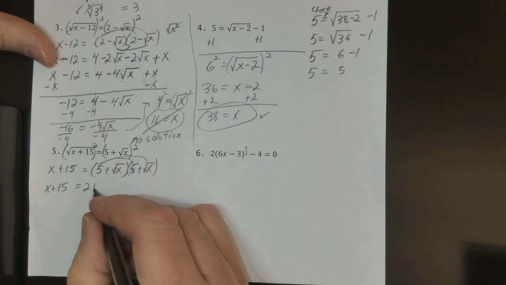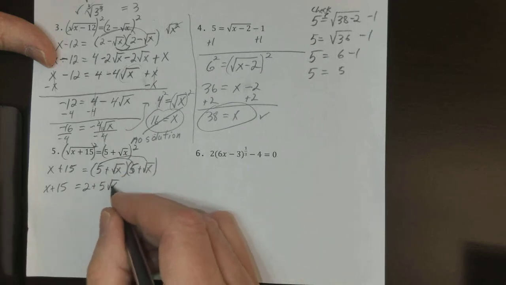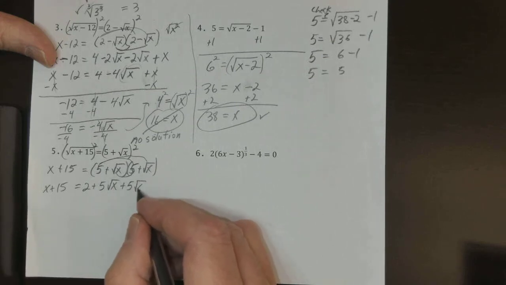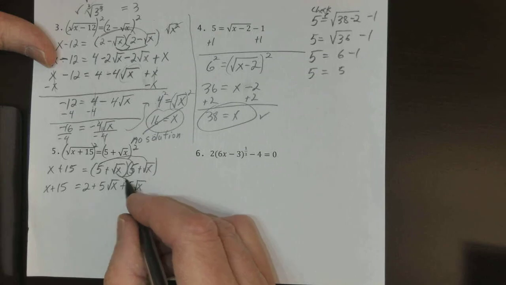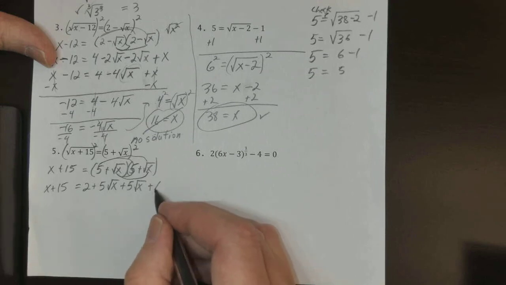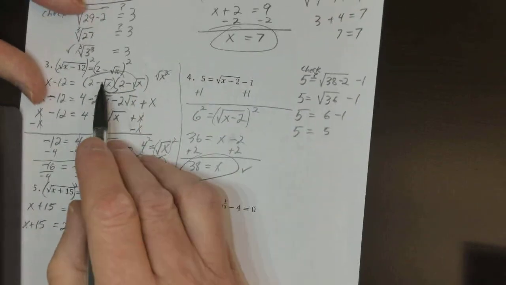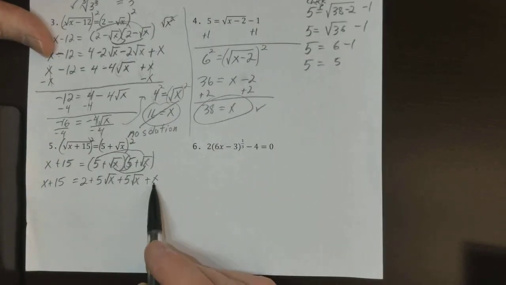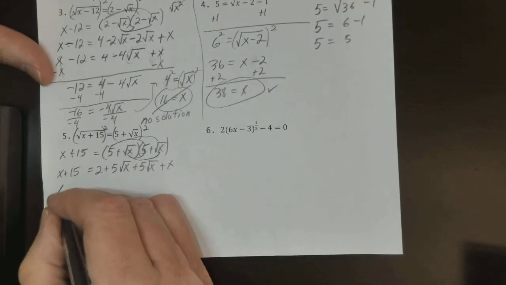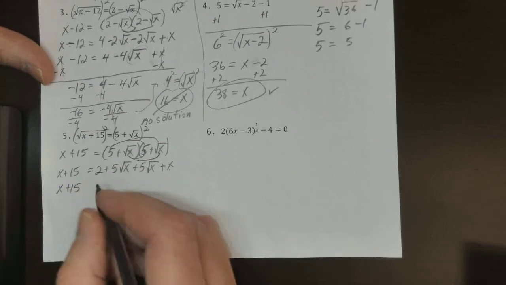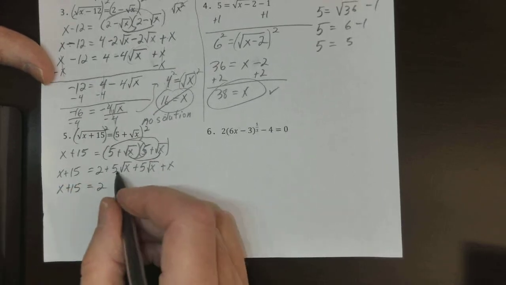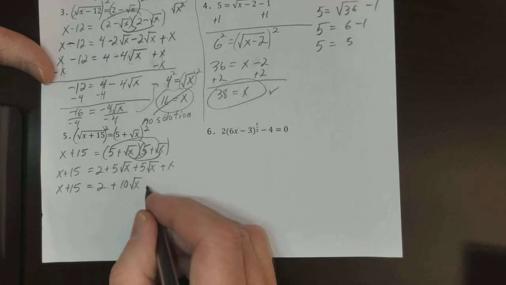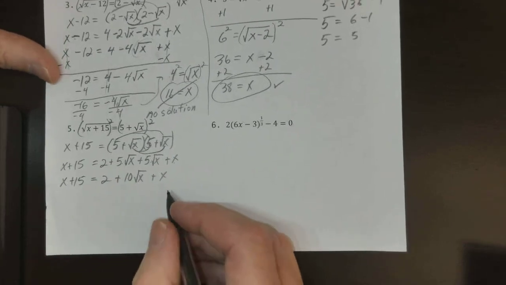Outside, 5 times radical x is 5 radical x. Inside, 5 times radical x is 5 radical x. And last, square root of x times square root of x is still x. This one had a negative times negative, but that's still positive x. This is positive times positive. That's positive x. So x plus 15 equals 2, 5 radical x plus 5 radical x is 10 radical x, plus x.